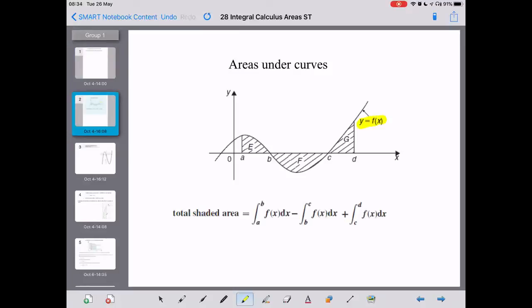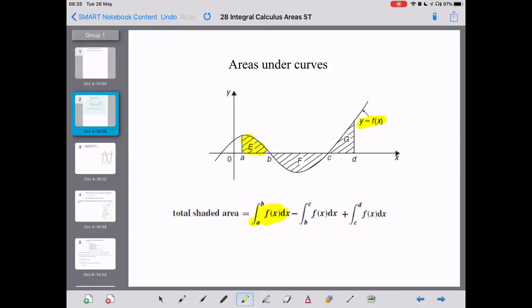If we integrate between two limits, we're actually finding the area. So this area here is between the limits a and b, a being the lower bound, b being the upper bound. So that's that bit of the equation. So we find the area of that bit.